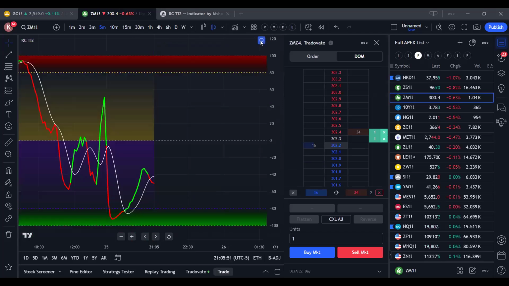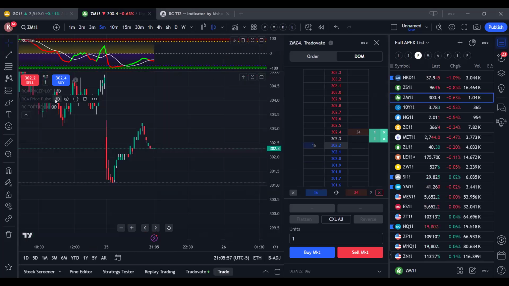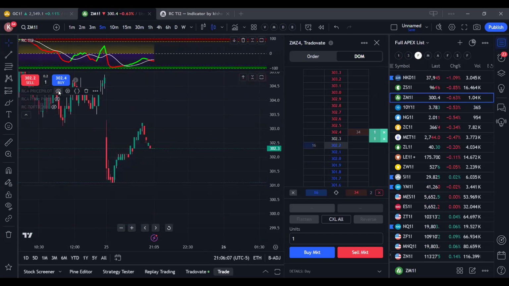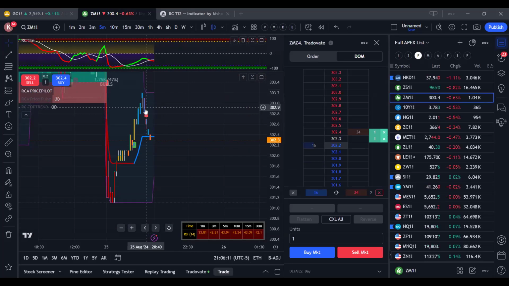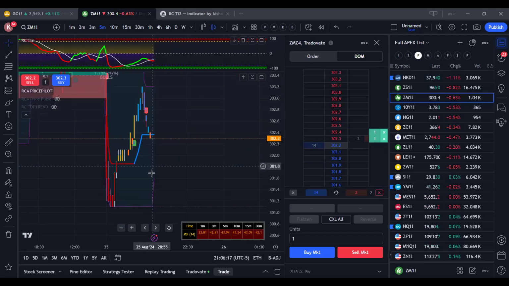This one is red in color. You have all the red fair value gaps. All of these are red. All these are red. Right, you got a sell signal. Should come all the way to the bottom.